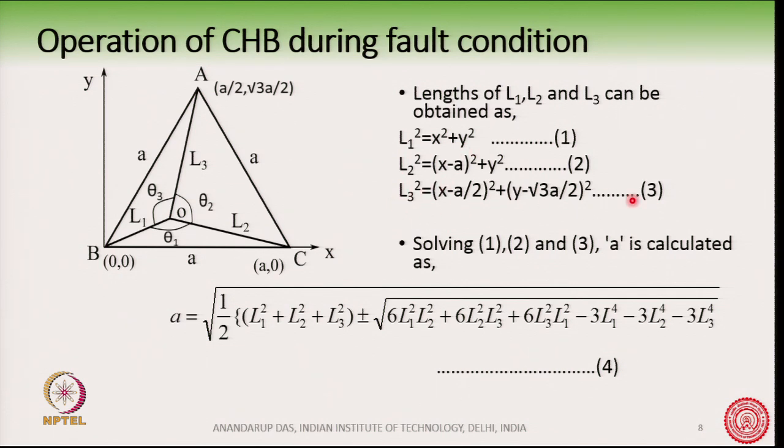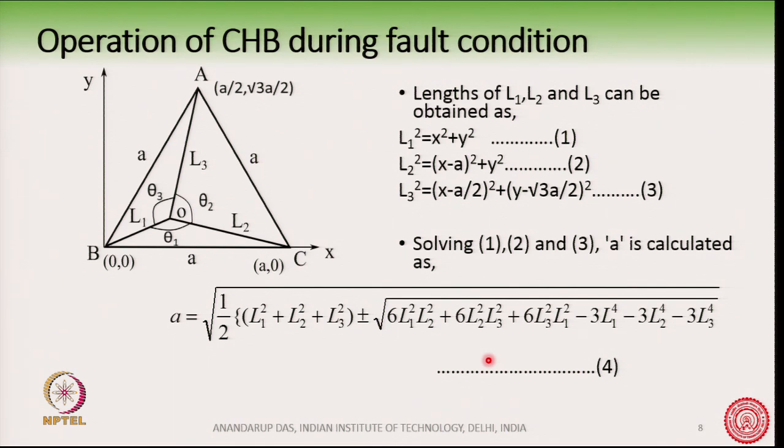They all come from the basic coordinate geometry, and by solving 1, 2 and 3, we get a big and complicated expression of small a as a function of L1, L2 and L3. This is the expression of the balanced line voltage as a combination of the unbalanced pole voltage magnitudes.